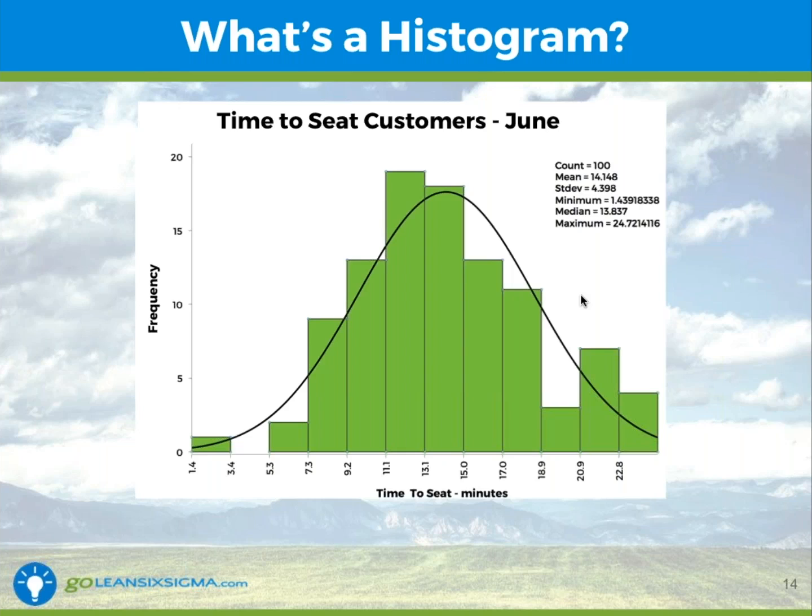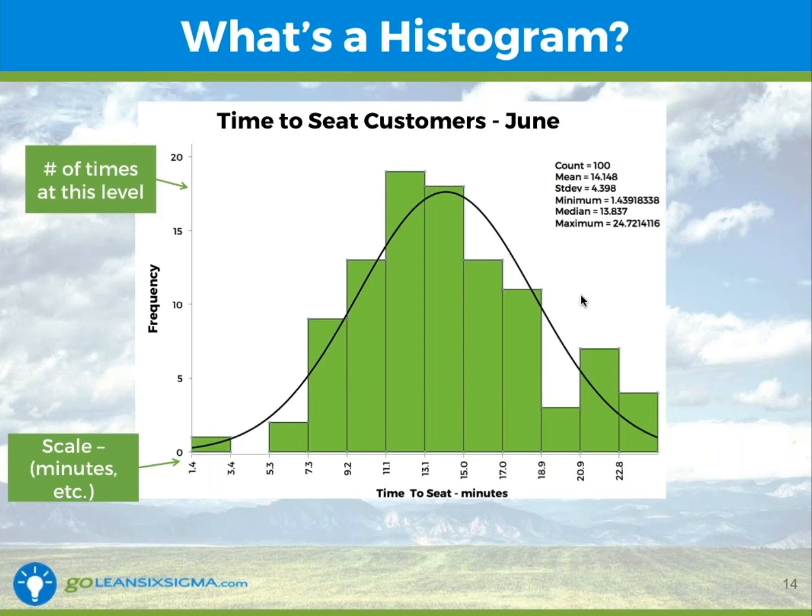The X or horizontal axis has the scale, right? In this case, it's minutes. You can see that across. The Y axis shows frequency at each level. So if we take the shortest bar to the left, it shows that one time it took 14 minutes to seat a customer, right? So the bar only goes up to 1 on the Y axis. That's how we read that.